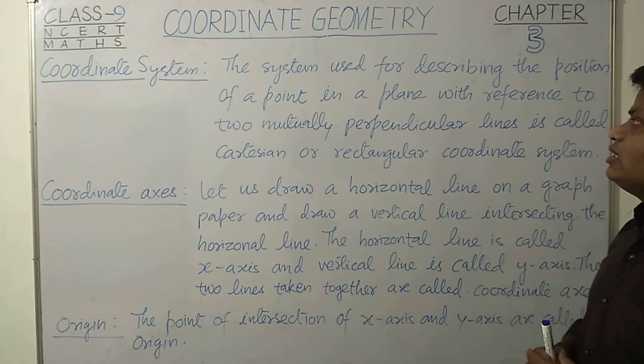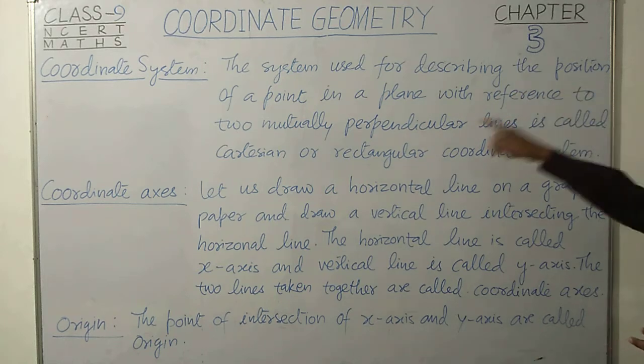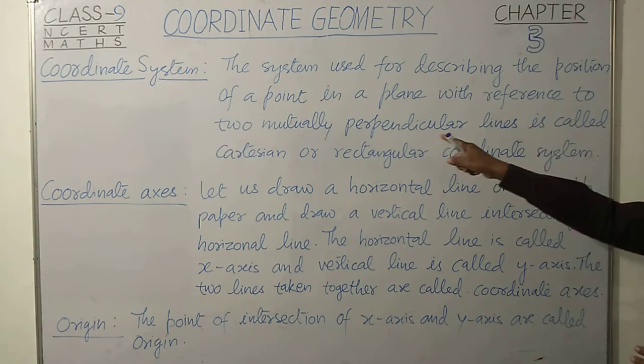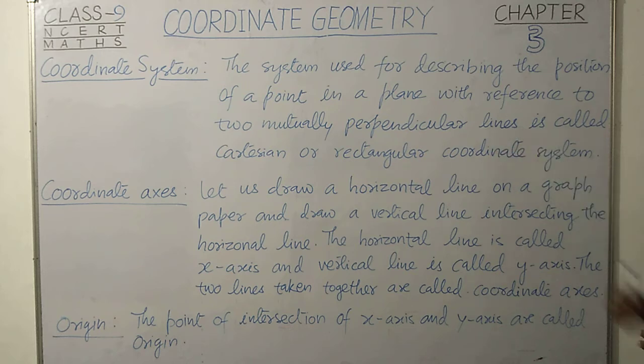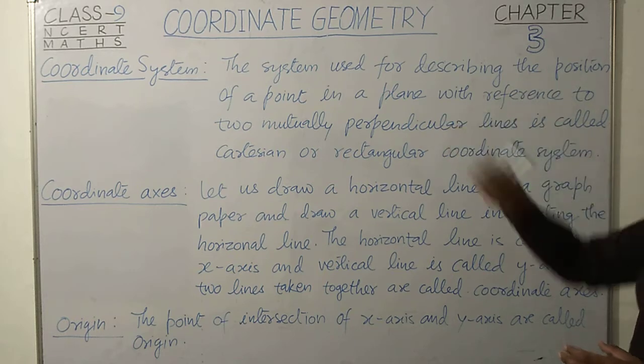What is the coordinate system? The system used for describing the position of a point in a plane with reference to two mutually perpendicular lines is called Cartesian or rectangular coordinate geometry, or the Cartesian coordinate system, right? So what does it mean? The system, right, used for describing the position of a point.